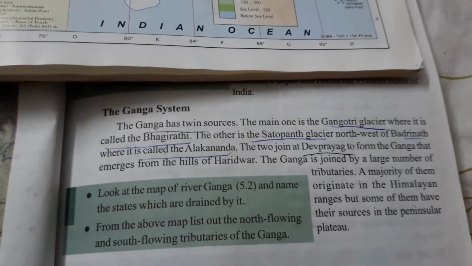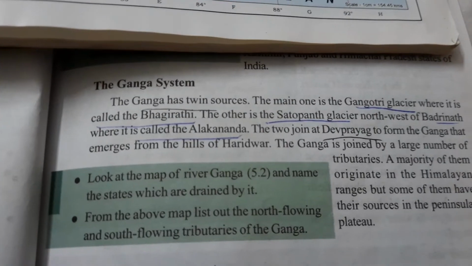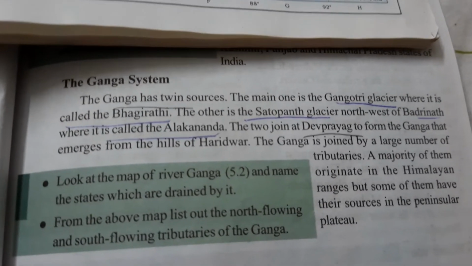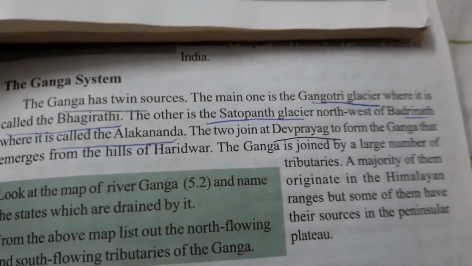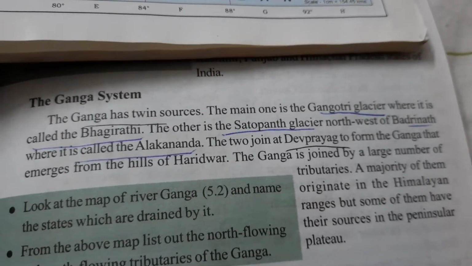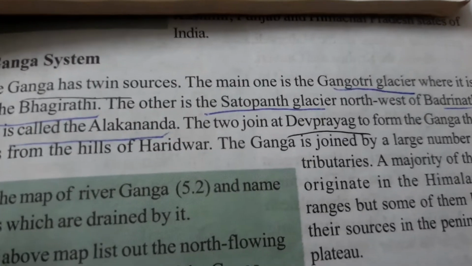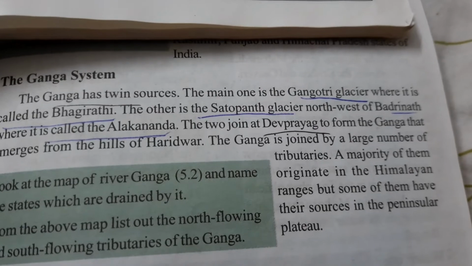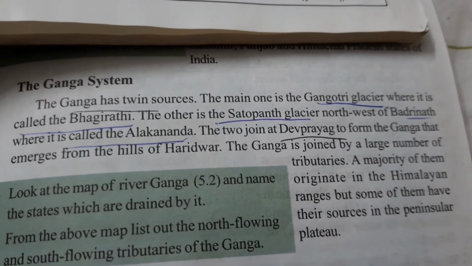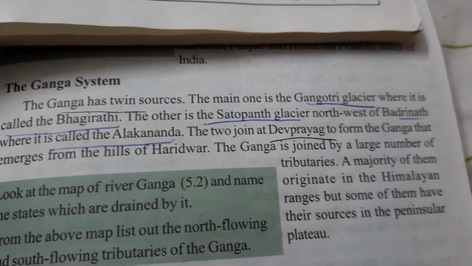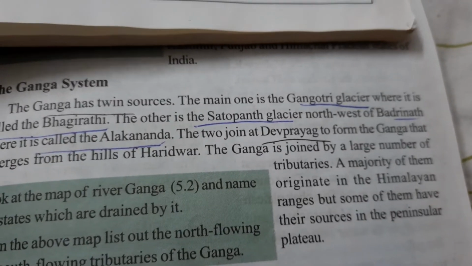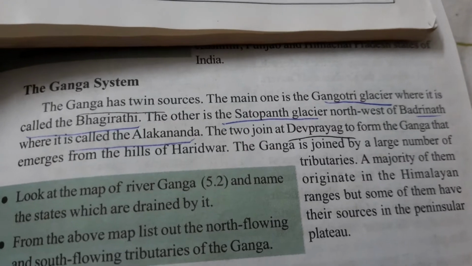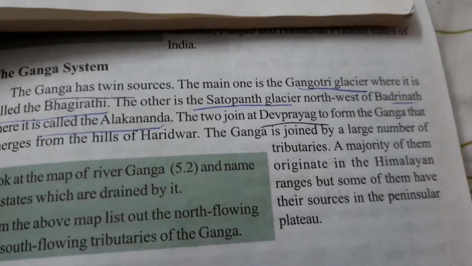Now students, one more important thing about the Ganga river system is that the Ganga river originates from two main glaciers. They are the Gangotri glacier, where it is called Bhagirathi, and the other is the Satopanth glacier, where it is called Alaknanda. Satopanth glacier is near Badrinath. So these two rivers, Bhagirathi and Alaknanda, join at Devprayag. The joining point is called Devprayag, from where the Ganga river originates.